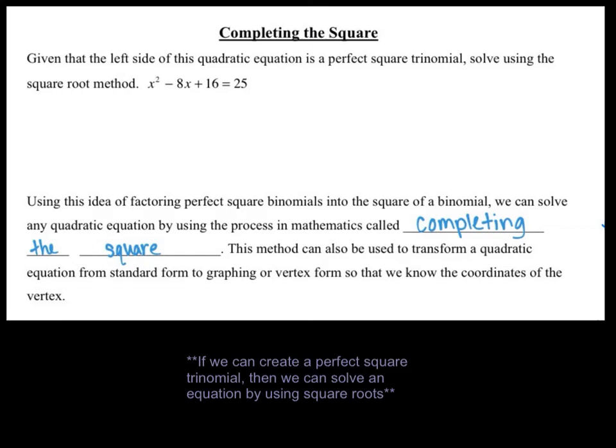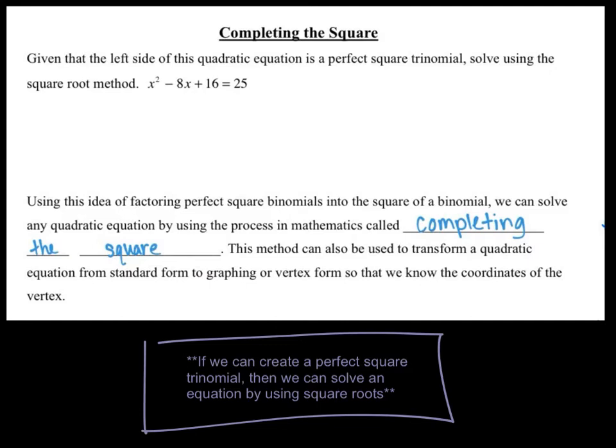Completing the square is another method of solving a quadratic equation. So you can complete the square, you can factor. We're learning about using the quadratic formula. We've solved it using square roots. So the idea of completing the square is this idea that if we can create a perfect square trinomial, then we can solve an equation by using the square roots.